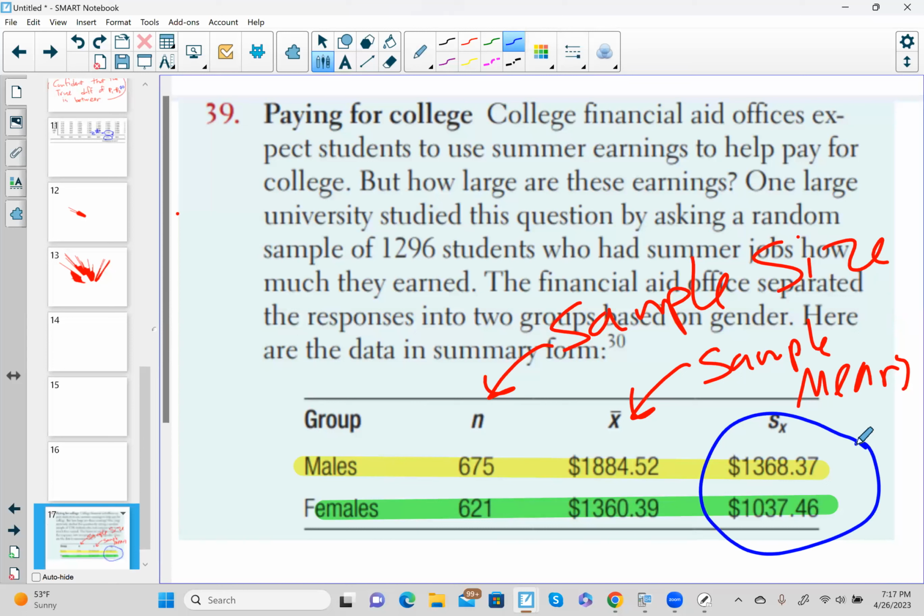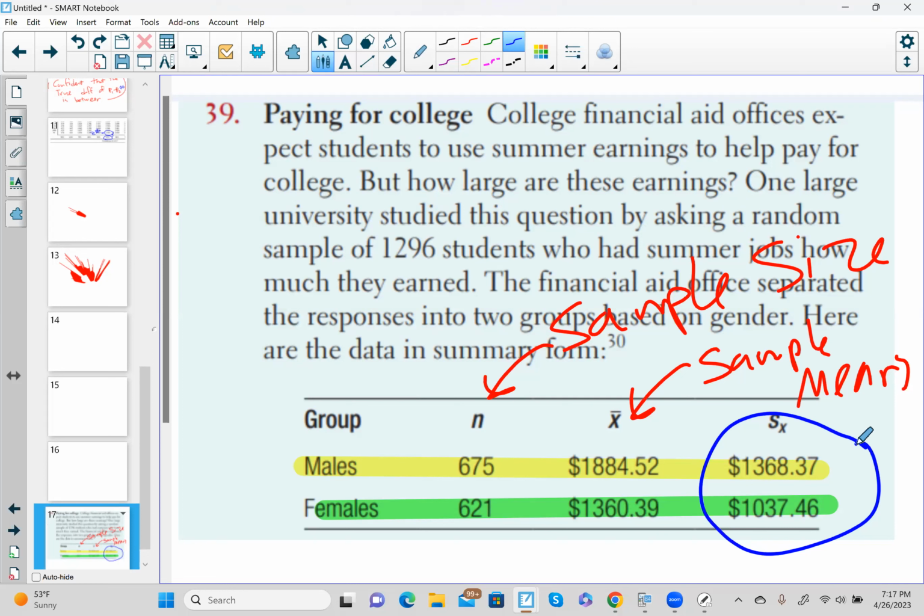So remember what standard deviation measures? It measures the typical distance that data points are from the mean. In this case, the males seem to have a bigger standard deviation, which means they had more variability in earnings. So if you were to speak to males in the study, the different answers you get would be further apart than if you spoke to females in this study. The males also seem to have a higher average than the females.